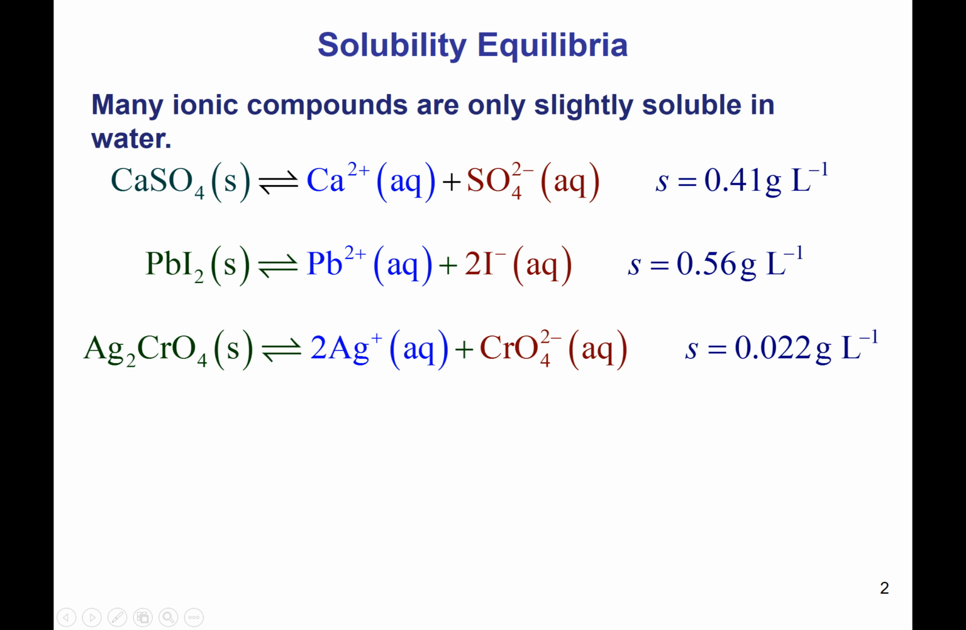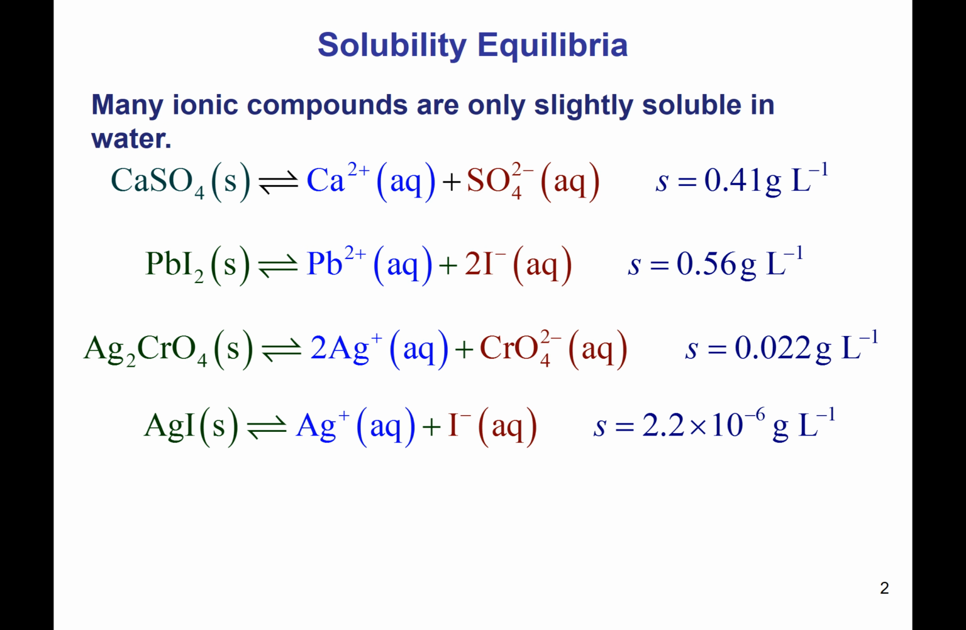Another example is the case of silver chromate that dissolves into silver cations, 2 of them, and chromate anions. The solubility in this case is considerably smaller. An order of magnitude is 0.02 or so grams per liter. And for another example, silver iodide that dissolves into silver cations and iodide anions, and the solubility is considerably smaller. Now it is about 2 times 10 to the minus 6 grams per liter. That is only about 2 micrograms of silver iodide solid dissolved in a liter of water at 25 degrees centigrade.